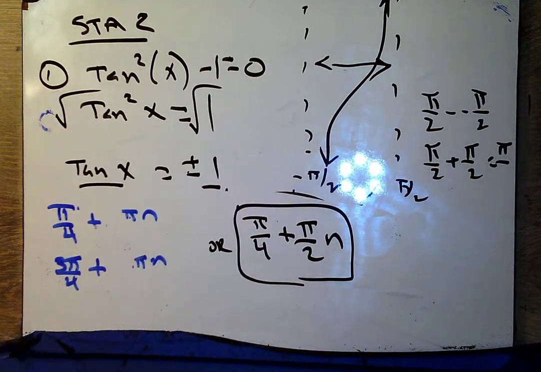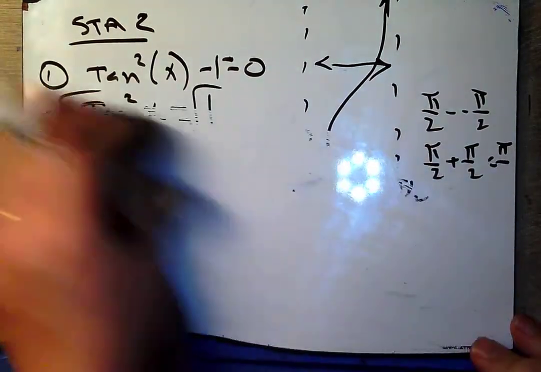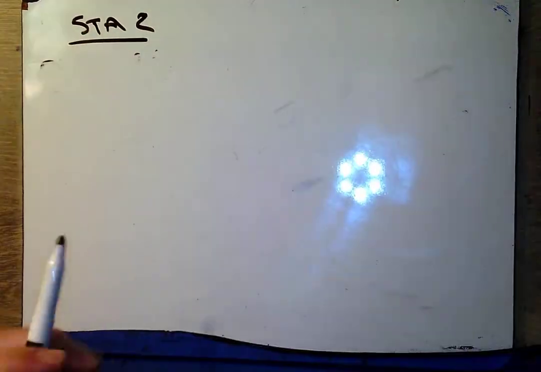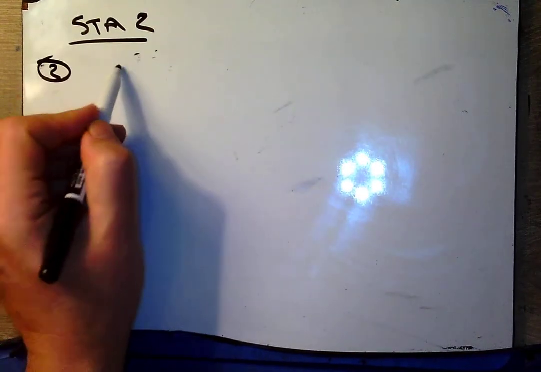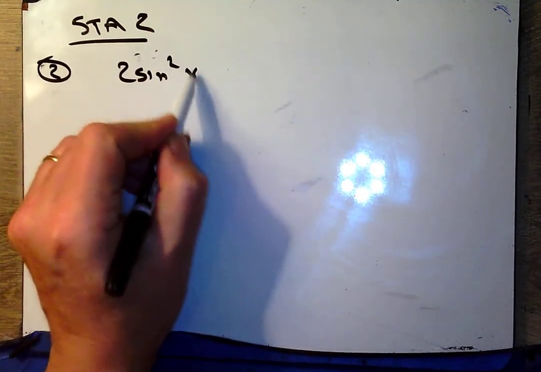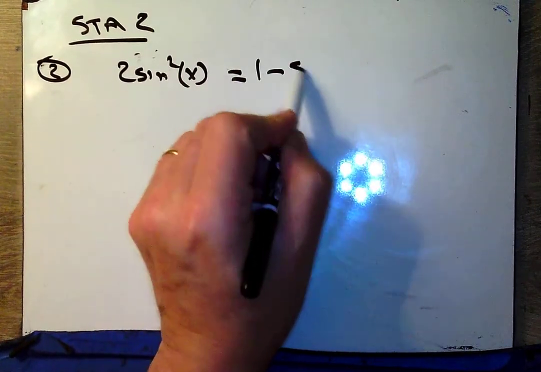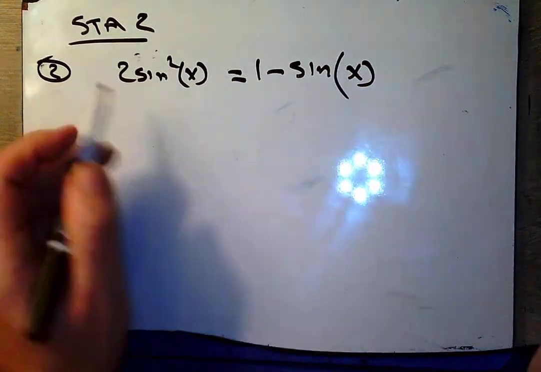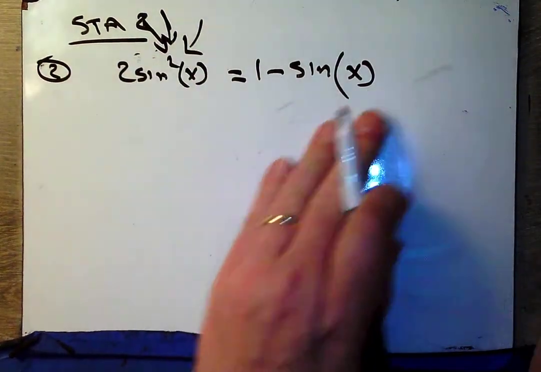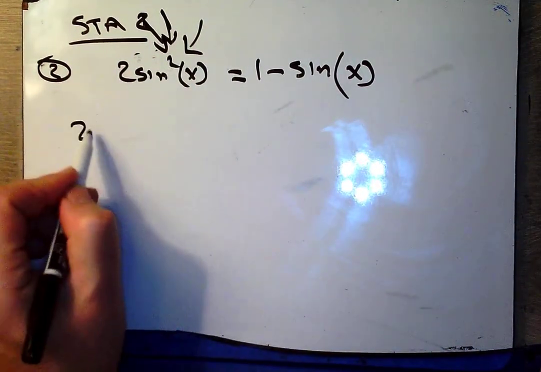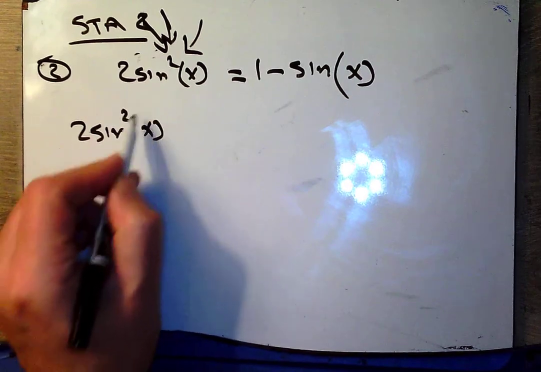Okay? Okay. I'm sorry, problem number 1 on station 2. Problem 2 on station 2 says 2 sine squared x equals 1 minus sine x. Well, do you see the degree bigger than 1? So let's move everything to one side so we can factor.